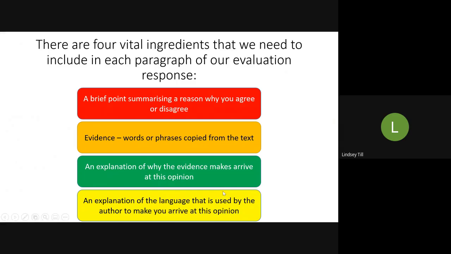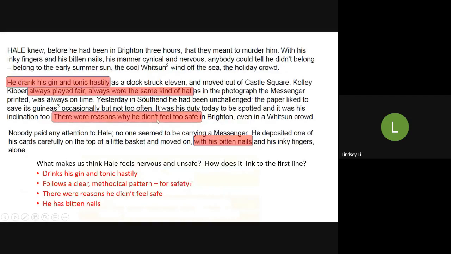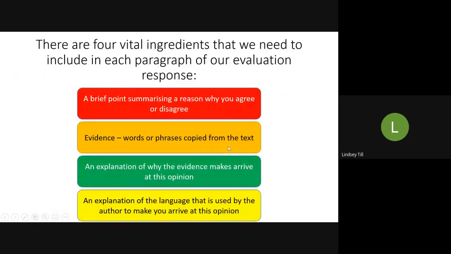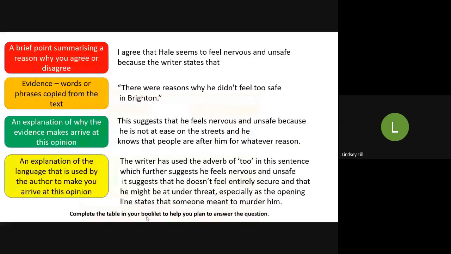And when I was talking about the points I'd referred to, I referred to the adverb hastily, because that adverb hastily does make me think that he's nervous. The repetition of always, always, and the adjective of bitten. Lots of students forget to write about the language that's used to make you arrive at this opinion. So you must explain about the language. So the writer has used the adverb of hastily in this sentence, which further suggests he feels nervous and unsafe.